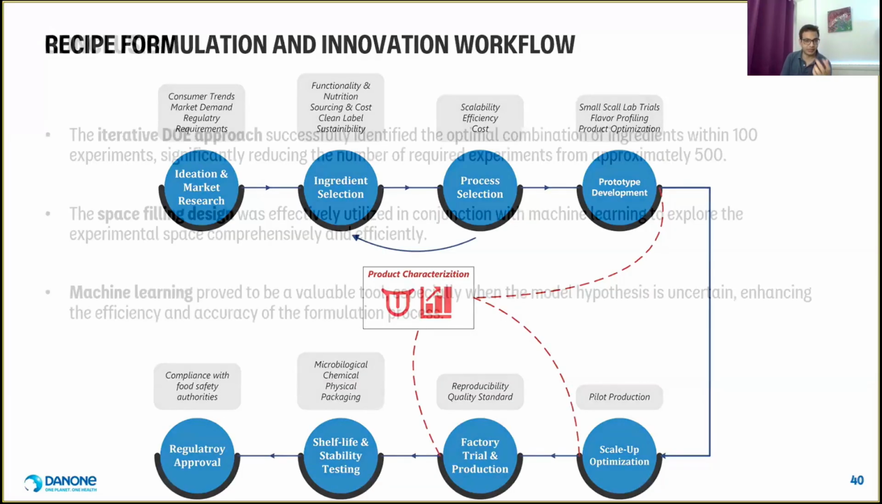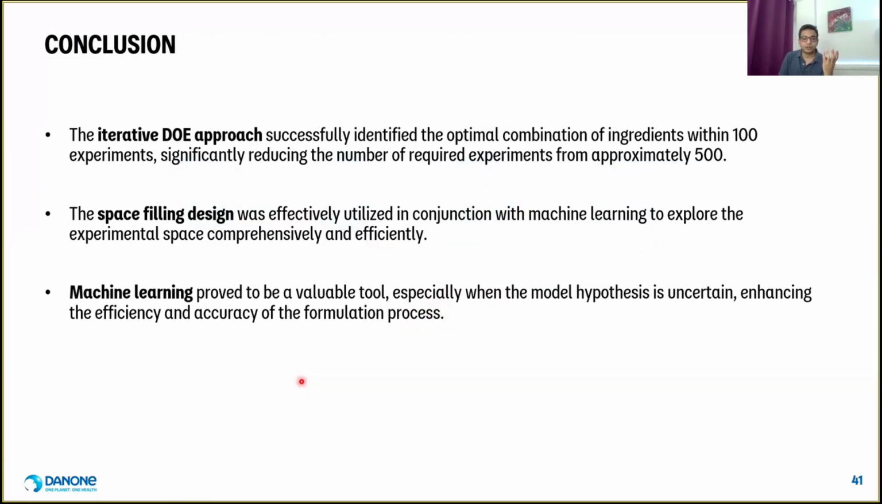And this brings me to my summary slide. So in this particular case, we used an iterative DOE approach, stepwise, in which we were able to find the optimal combination using only 100 experiments instead of 500. And then space filling design was effectively used with machine learning to explore the experimental space. And finally, we found out that having this capability of machine learning combined with DOE data and this sequential approach allows you to find a better model, even if your hypothesis is wrong at the start.